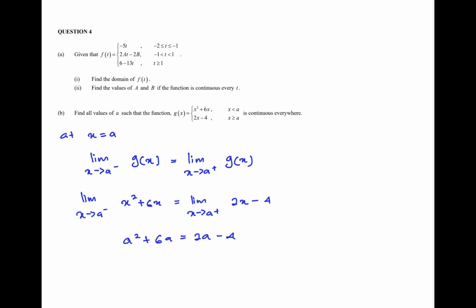So this one we can solve. We get a squared plus 4a plus 4 equals 0. After factorization, this is (a plus 2) squared. Therefore, a equals -2.